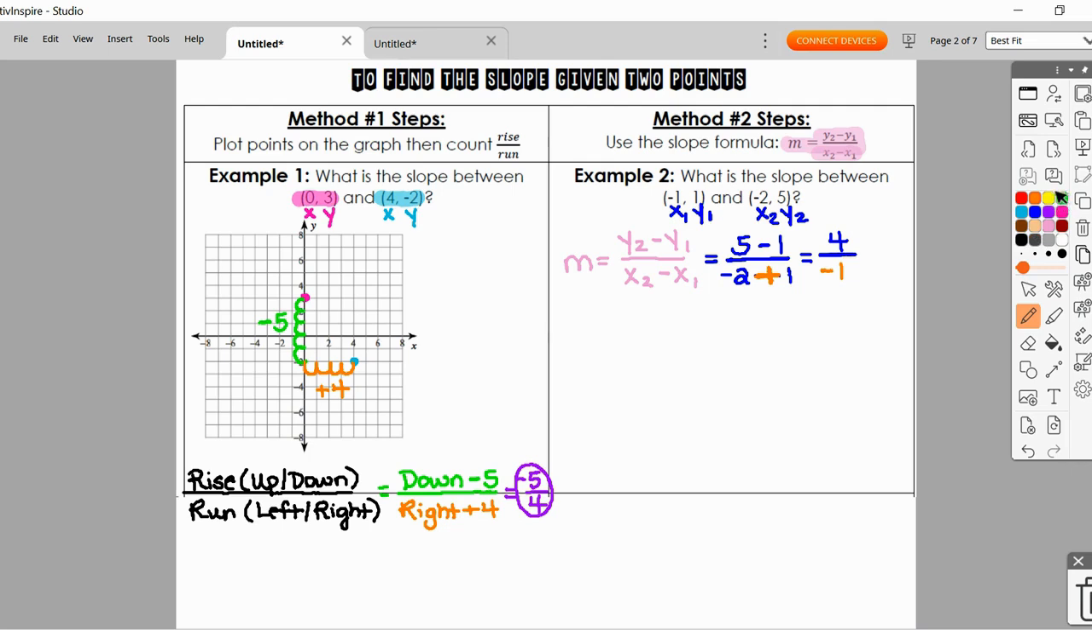I always want to simplify the fraction if possible, and 4 divided by -1 is -4. My final answer for the slope here. Let's try those methods again.